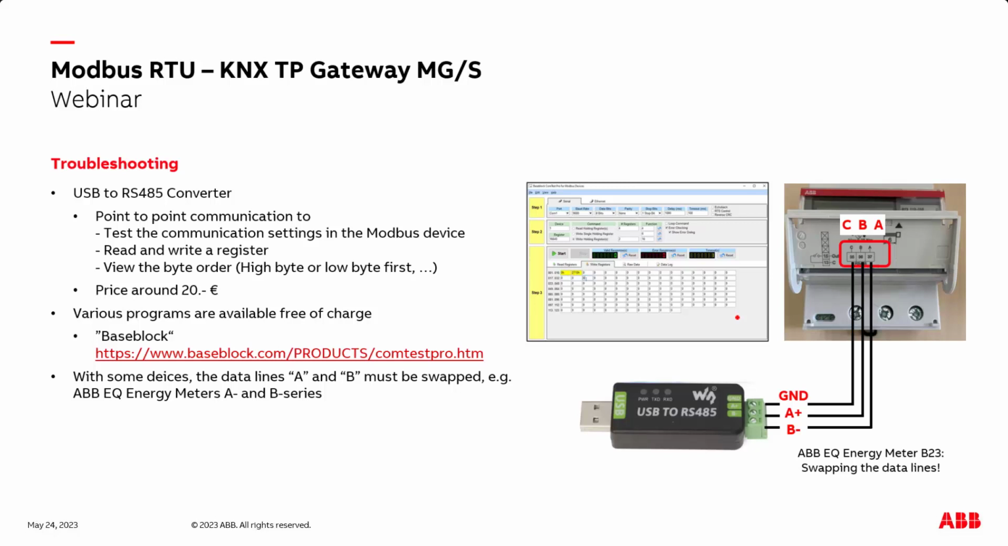So for really deep diagnostics, you can use a USB to RS485 converter, which is available on Amazon and costs about 20 euros. With this device, you can make a point-to-point connection to a meter, like this ABB meter. You connect the A and B and the ground, but remember, A and B must be swapped on our ABB meter. And with additional software like BaseBlock, which is free of charge, you can see the communication. You can read out register addresses, write register addresses, test the communication, and so on.